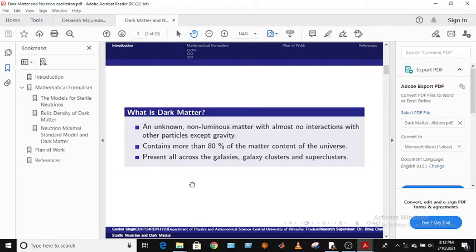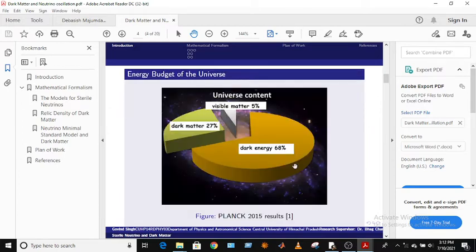It is also responsible for matter condensation. This results in the formation of galaxies, galaxy clusters and superclusters. This is the energy budget of the universe, and this figure is from the Planck satellite-based experiment, and these are the 2015 results.